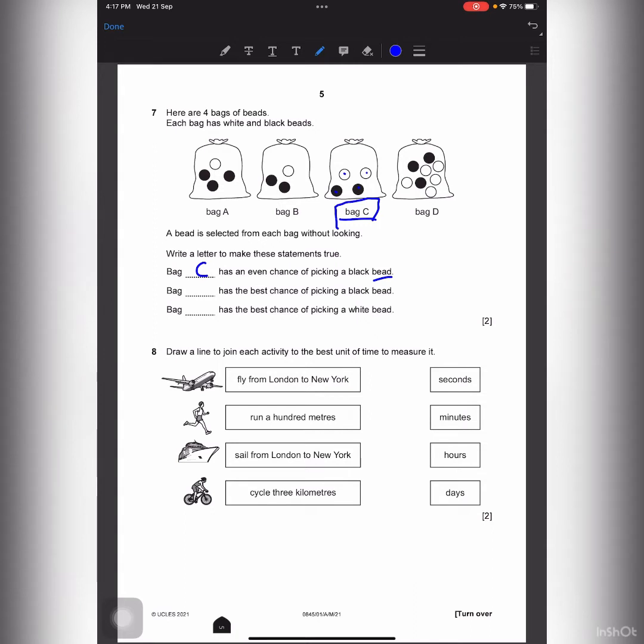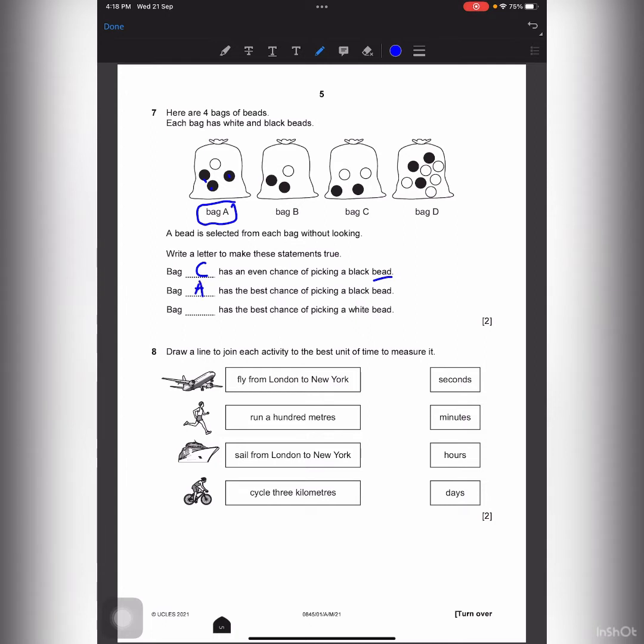Next, bag dash has the best chance of picking a black bead. Well, from here, what I'm seeing is probably going to be bag A. As you can see, there's 1, 2, 3 black beads and only 1 white bead. So it's pretty obvious that's going to be bag A. Next. Oops, wait, let me write it. There we go. Now, the next question.